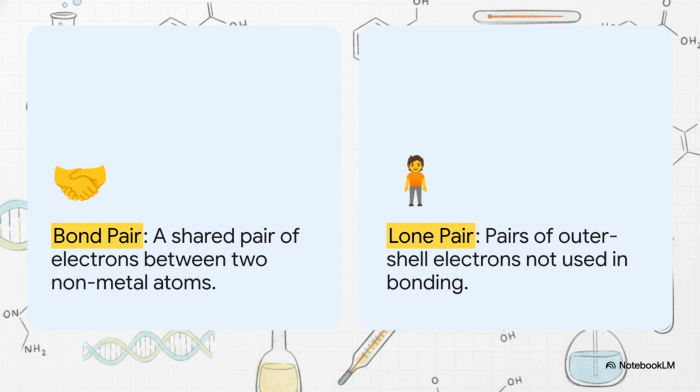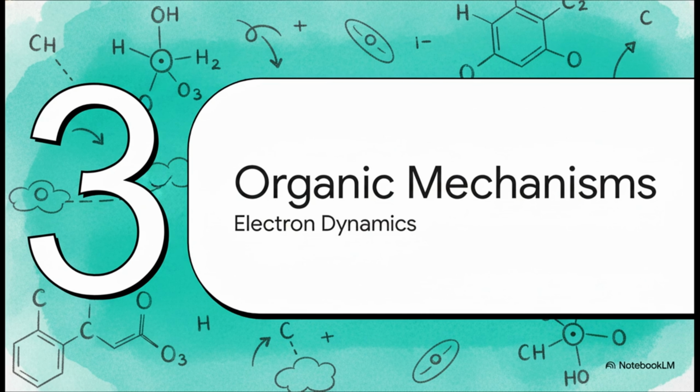Identifying bond pairs versus lone pairs is step 1 in predicting a molecule's 3D shape, making it an absolutely foundational skill. Shifting gears now into Section 3, Organic Chemistry Reaction Mechanisms and Electron Dynamics.